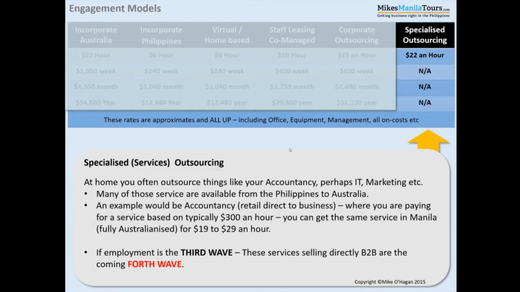Now, what's interesting about this is part of what I teach when I do my tour, I teach what's really happening in the world. I believe that if employment is the third wave of change to sweep around the world, then these services selling direct B2B are the coming fourth wave. And I'm seeing a great growth of this. I think professional services are really going to change here. And I'm very aware of Australians that are operating in Manila at the moment, building teams around law and those sort of things, doing exactly the same thing. It's all coming, and it's a big change about to sweep through the world in the near future.